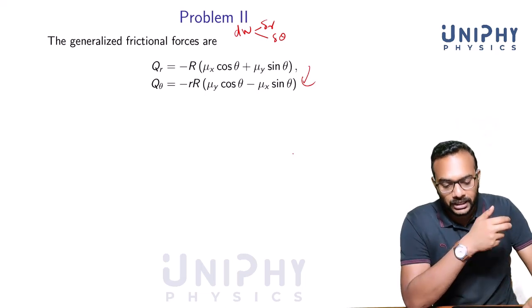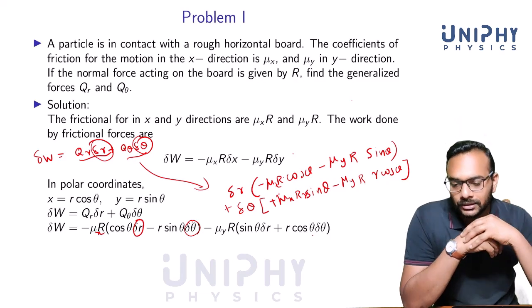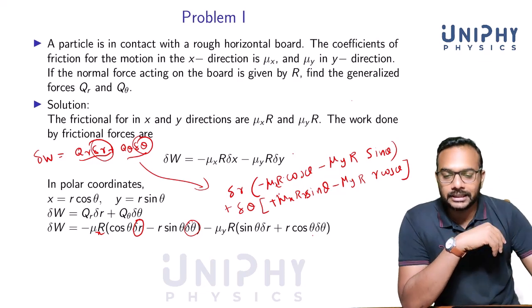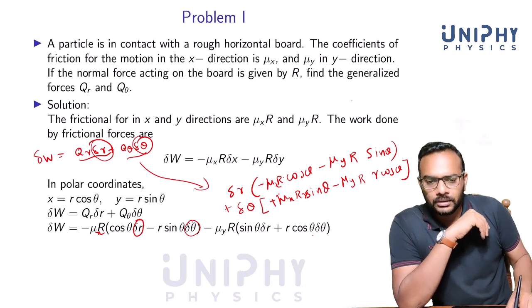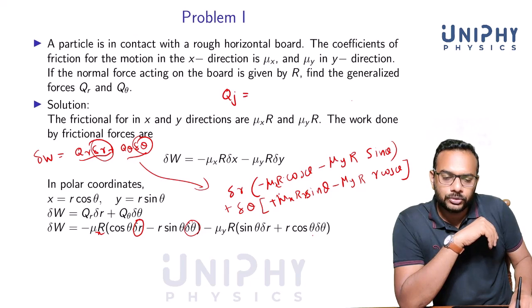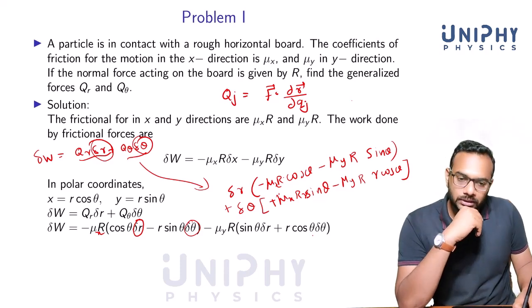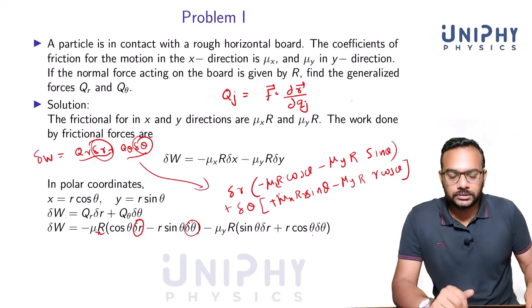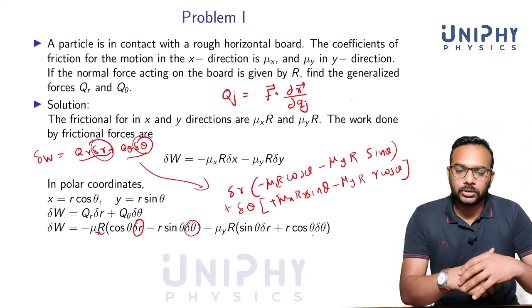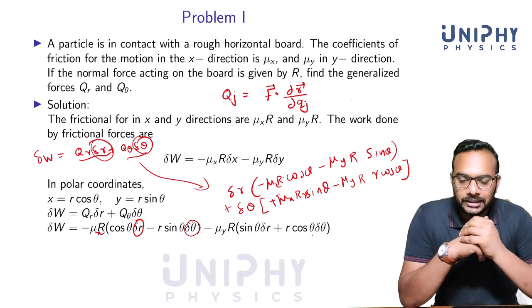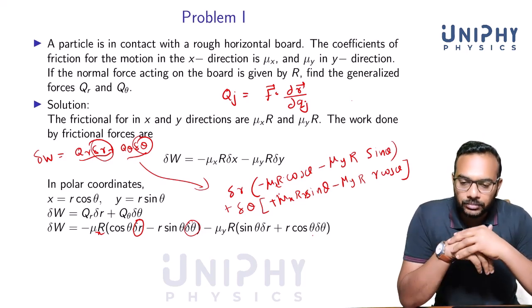So we have used a simple solution here. Of course, you can try the other method, Qj is equal to F vector dot dou r vector by dou qj. Maybe I'll leave it to you as homework, and you will see that this method is actually much easier. It saves us some time.